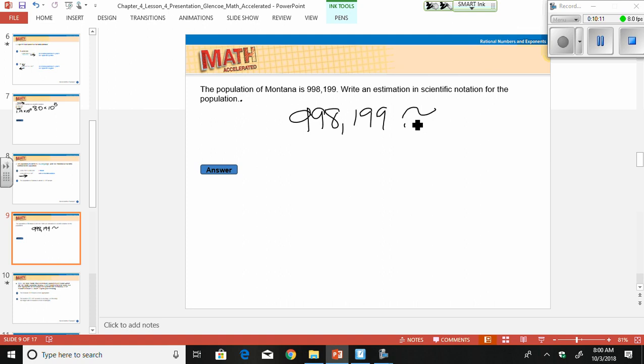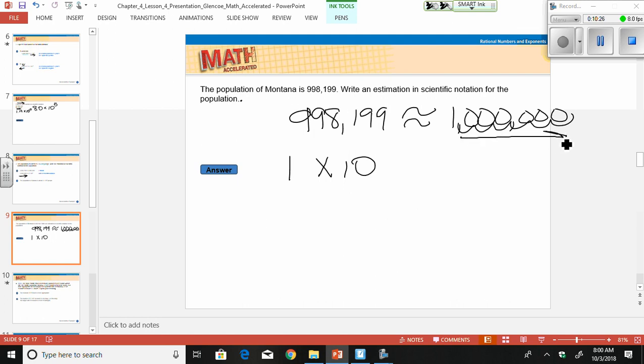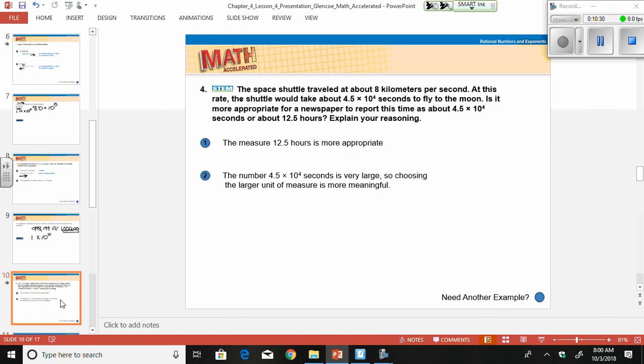998,199 is approximately 1 million. I'm going to move our decimal 6 places. So we get 1 times 10 to the, and since we moved it to the left to get it back to standard, we have to move to the right. I'm going to put in a positive 6 here.